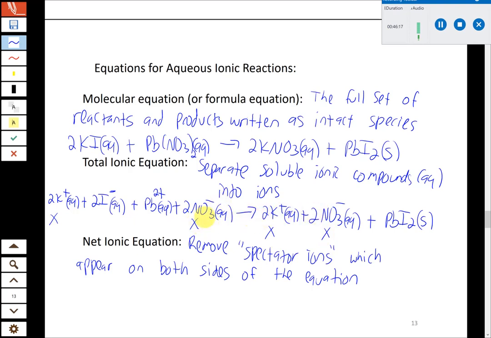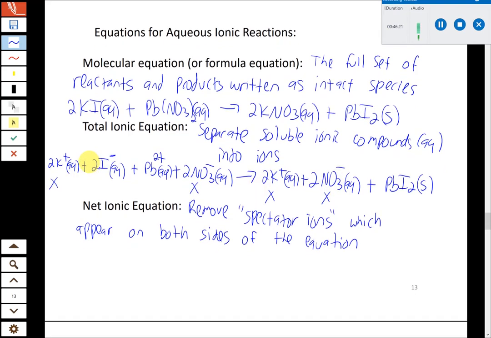So these are our spectator ions, K+ and NO3−. In the net ionic equation, we get rid of those and we only keep the ions that are involved in the net chemical conversion. Typically we write cations first and then anions, although it doesn't have to be that way. So what's left in the net ionic equation is lead 2 plus on the left side, 2 I minuses on the left side, and then on the product side, we just have PbI2.